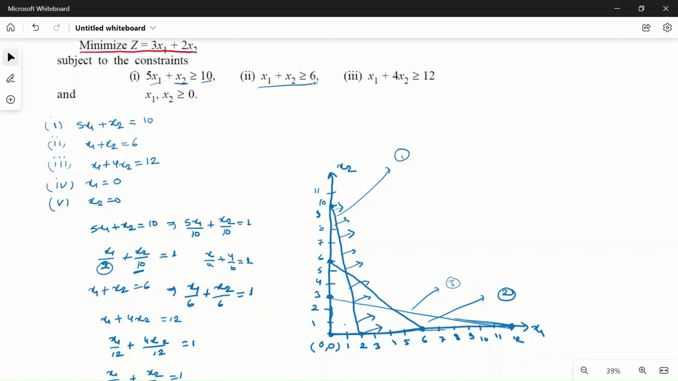Then the second line is x1 plus x2 greater than or equal to 6. So this line will also be the right side.